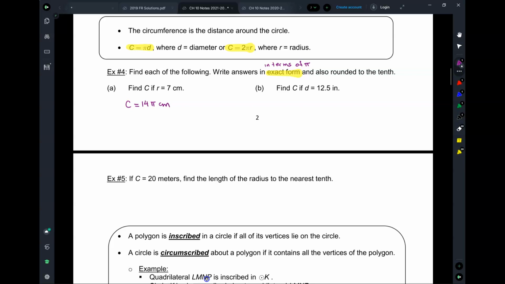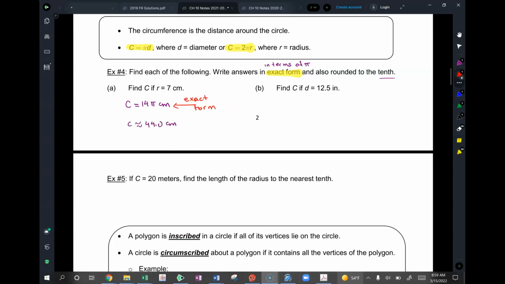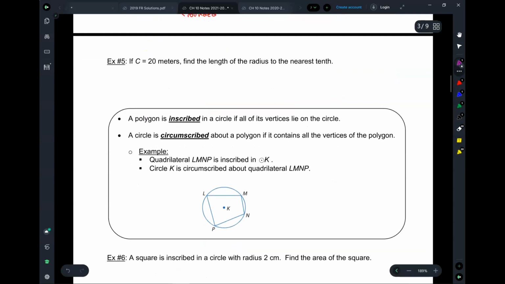Now, if you want to round it to the nearest tenth, go ahead and take out your calculators, please. If I say rounded to the tenth, you just put it in decimal form. So here, circumference is 12.5 pi inches, or how much is it in decimal? 39.3 inches. Okay, if C is 20 meters, find the length of the radius to the nearest tenth.